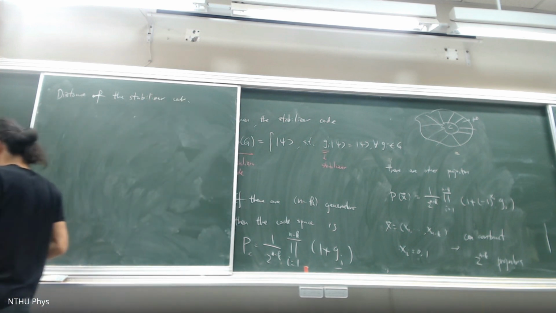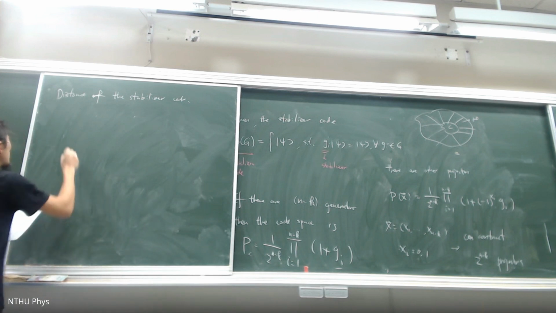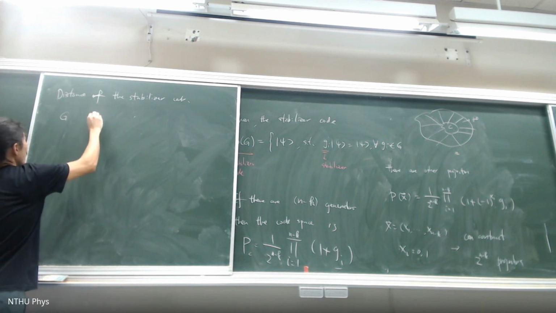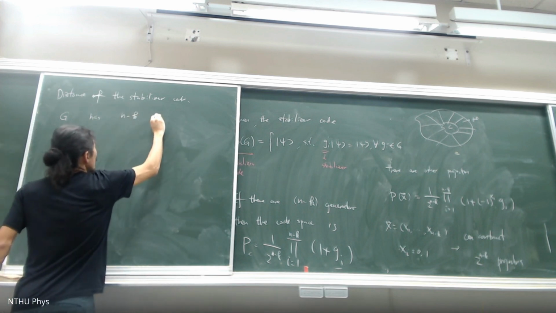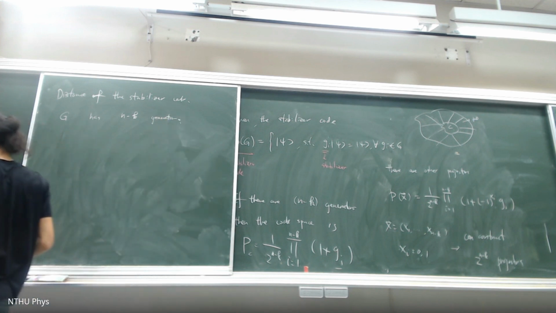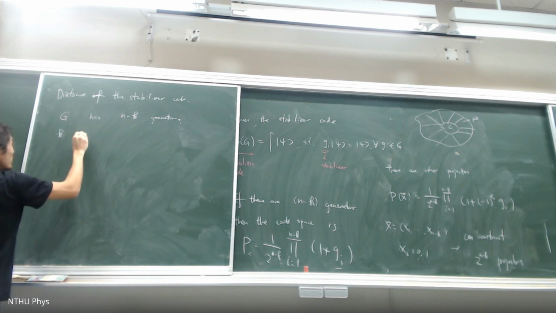So the definition is the following. As we defined before, I can have a G, which is a stabilizer group with n minus k generators. And that lets us encode k qubits for the whole space.